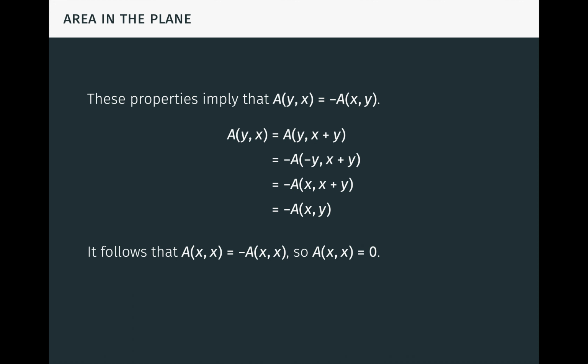In particular, it follows that A(x,x) equals minus A(x,x), so A(x,x) must be 0. We describe this by saying that A is alternating. Notice that these properties are natural geometrically. Swapping x and y changes their relative orientation, so causes a change in sign of the oriented area function. And although a vector has one-dimensional length, certainly it determines no two-dimensional area by itself. The point is that these properties follow algebraically from the ones we already saw.